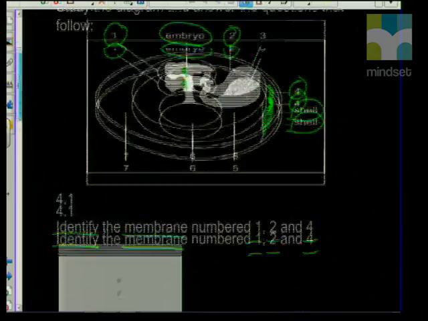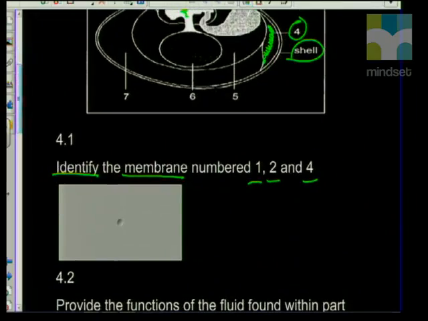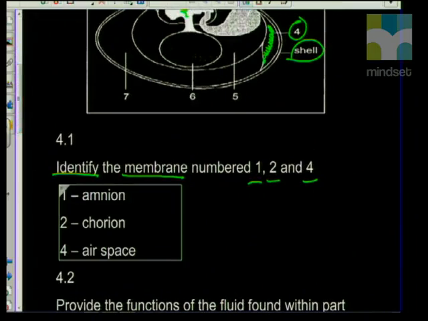Okay, so let's see if I'm right. So what did I say? I said amnion, chorion, and air sac. Okay, they're the 3. Let's have a look. First one was amnion, which is right. We've got the chorion, and we've got the air sac. Okay, all of those are very important.